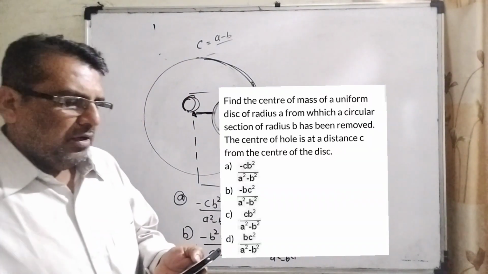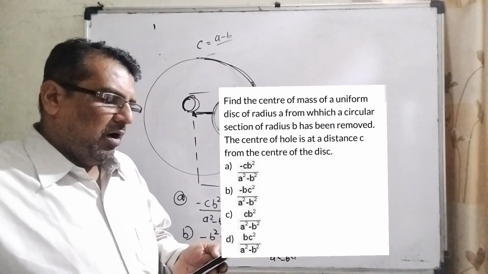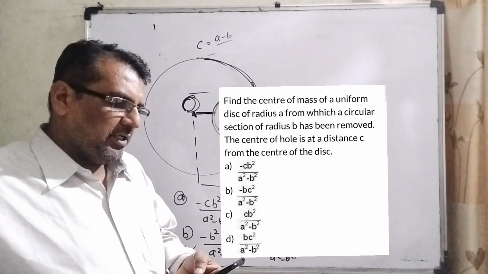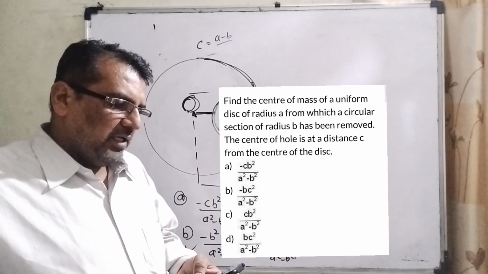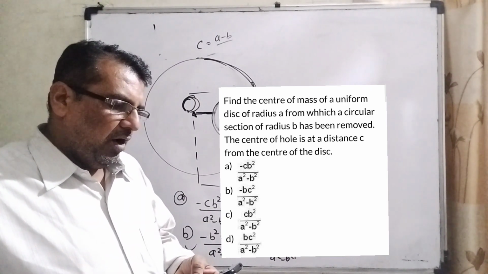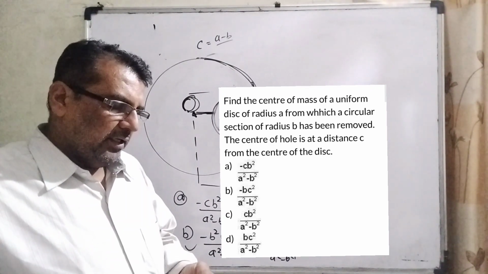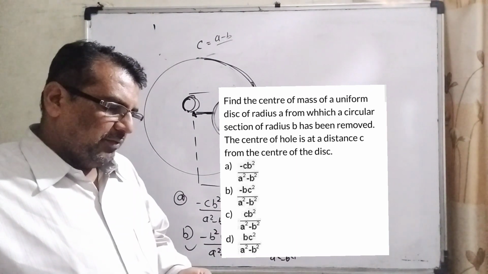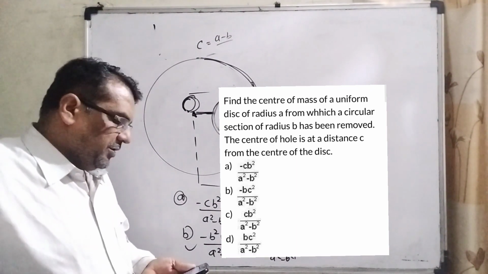Now next question: find the center of mass of a uniform disk of radius A from which a circular section of radius B has been removed. The center of the hole is at a distance C from the center of the disk. You have been given four options.